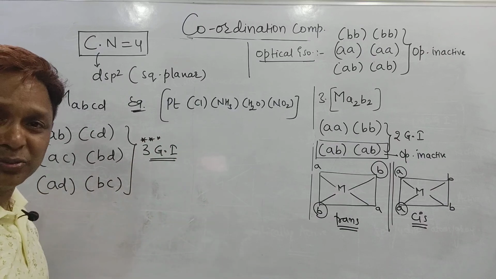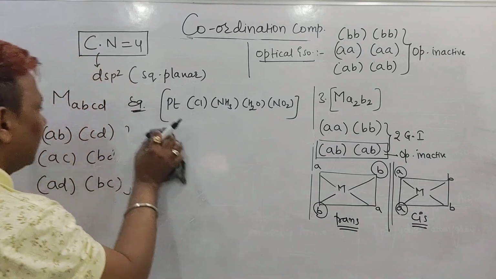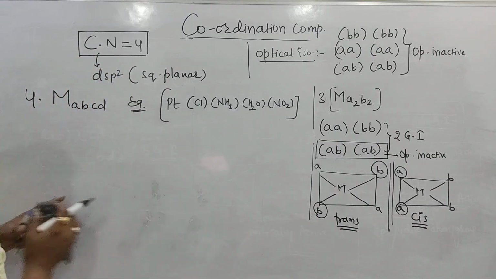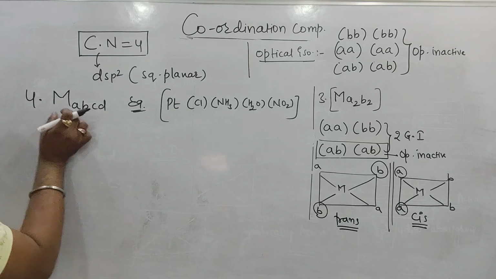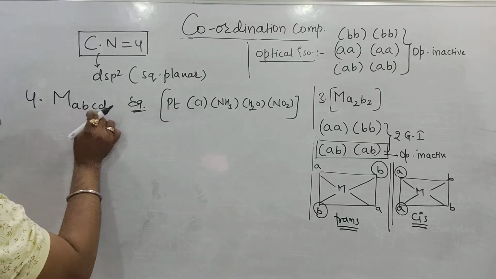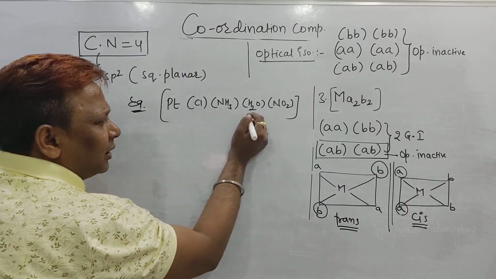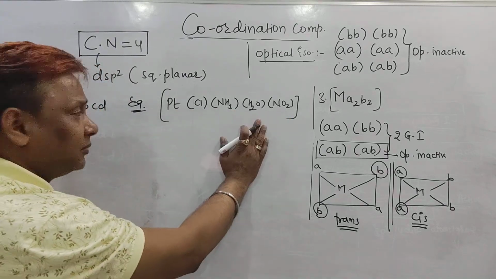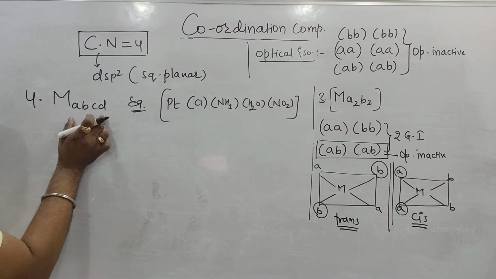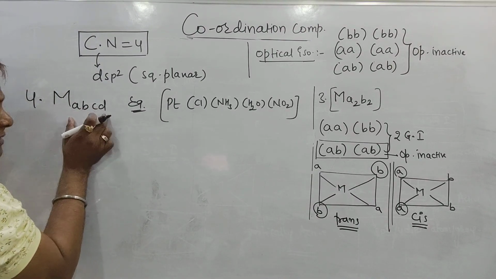3 geometrical isomers. Once again I will repeat, beta, how these complexes will show 3 geometrical isomers. Example, M means Pt, A, B, C, D, 4 monodentate. Anything I took, beta, chlorine, ammonia, water, NO2, they all are monodentate. Beta, how many geometrical isomers can these complexes show?